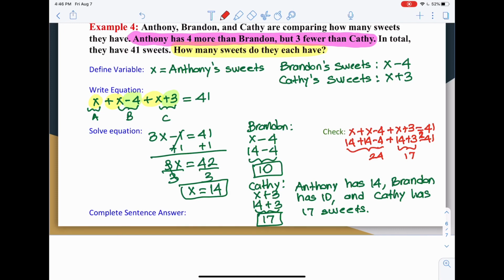So when you add them, it is going to be 41. Yay, we got it right again.